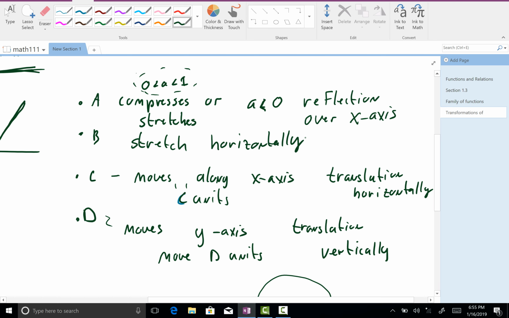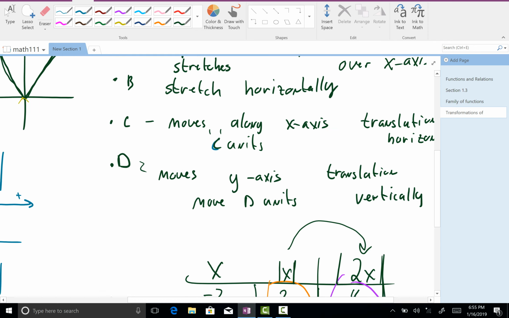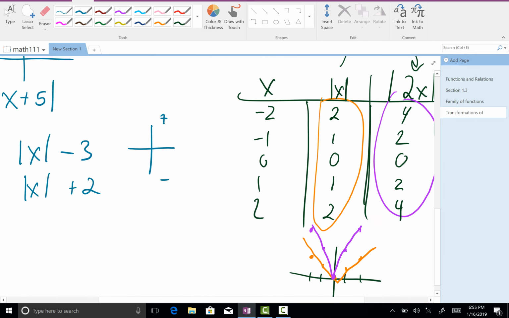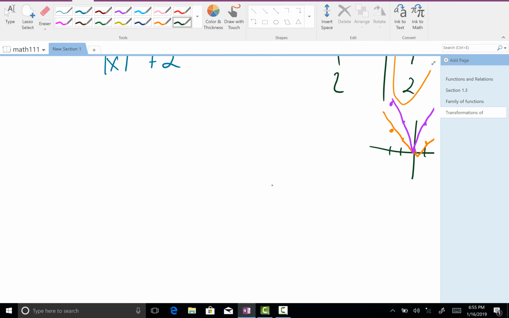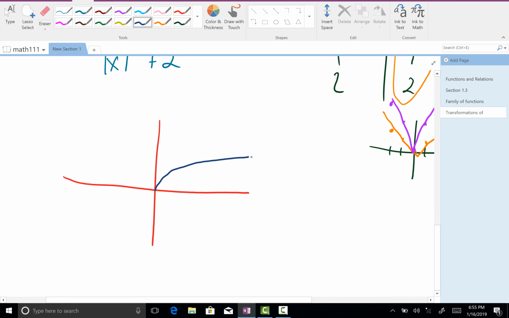So let's do some non-decimal stuff here for a second. I want to come down to here. I don't want to go too fast, so if I am, just say, hey, wait. Let's say I have something that looks like this, okay? I'll tell you this is a square root function. Well, we'll just call it f of x.